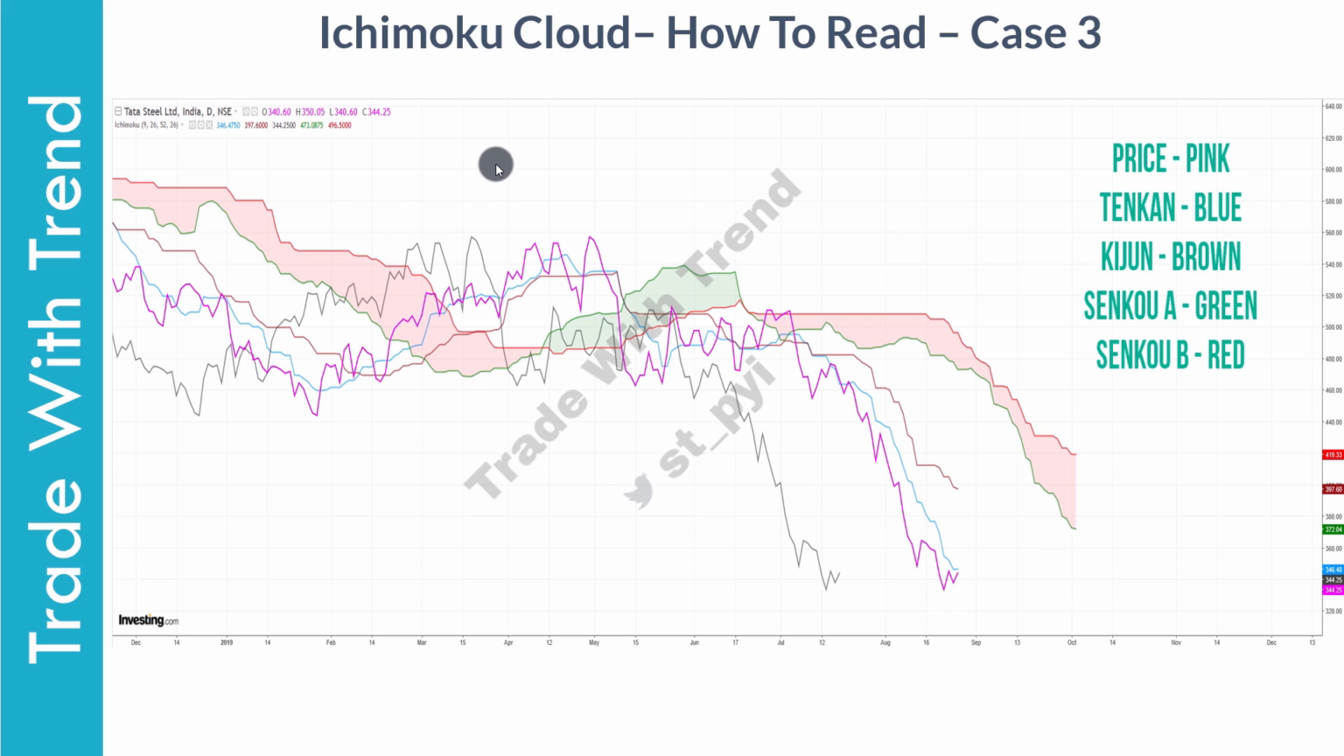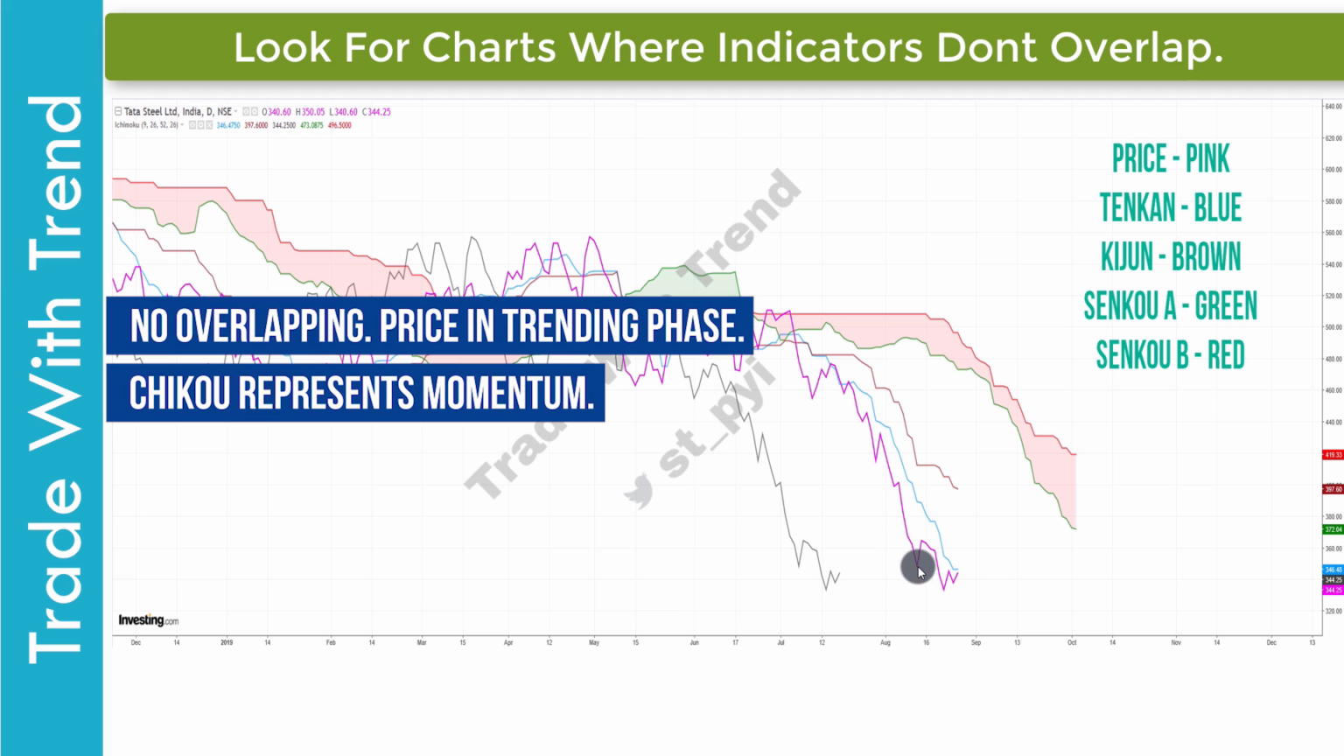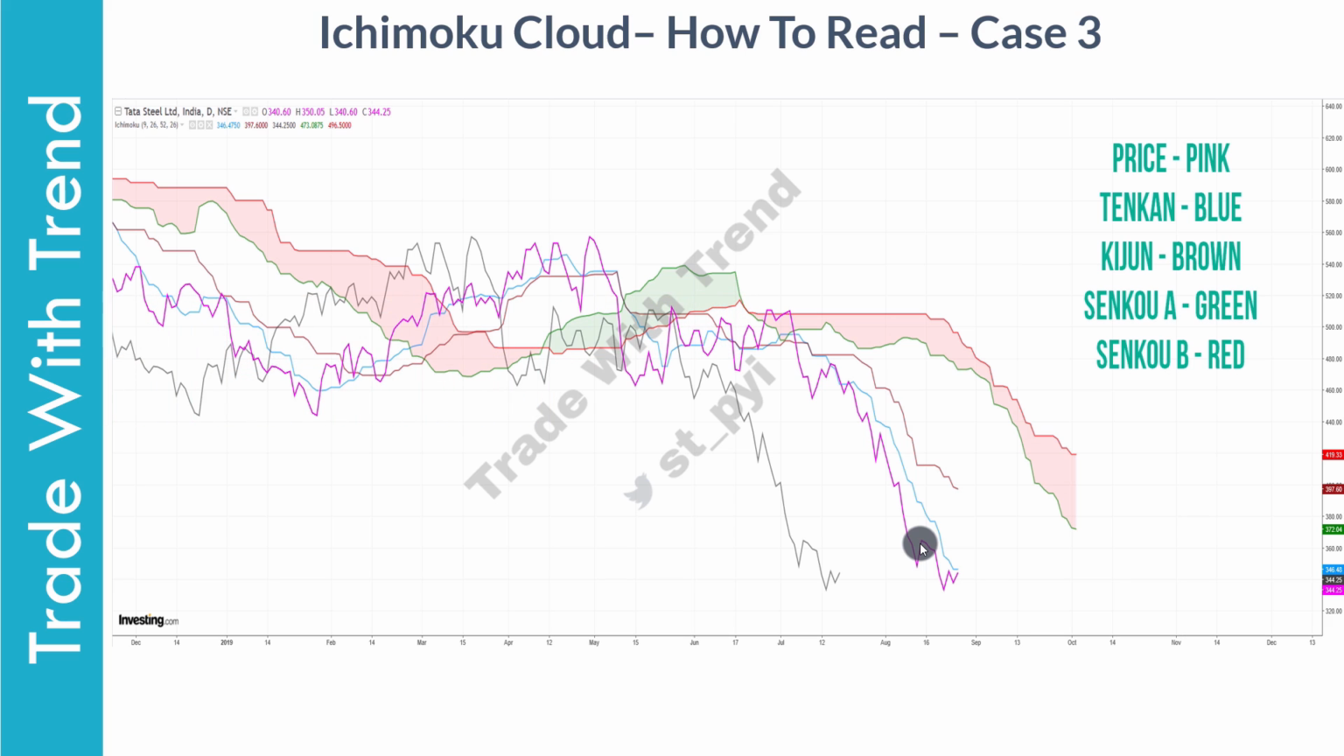Now that we have seen a case of up move and a case of consolidation, let us now move to a case of downtrend. In this chart, price is clearly trending below the Ichimoku cloud. I have marked the same in this region. This clearly represents that price is trending downwards and bias of trend is down. Senko A, if you see, is clearly below Senko B, and based on the rules we studied, this is a negative sign. Look at price with respect to Tenkan and Kijun here. With price being below both, it is clear that path of least resistance is on the downside.